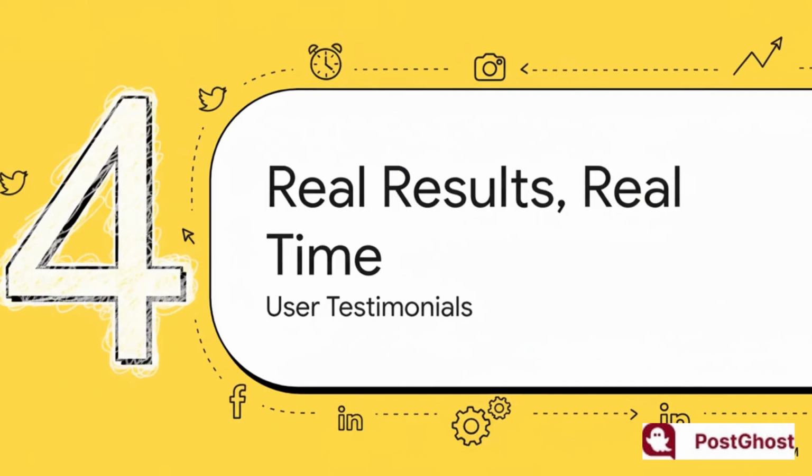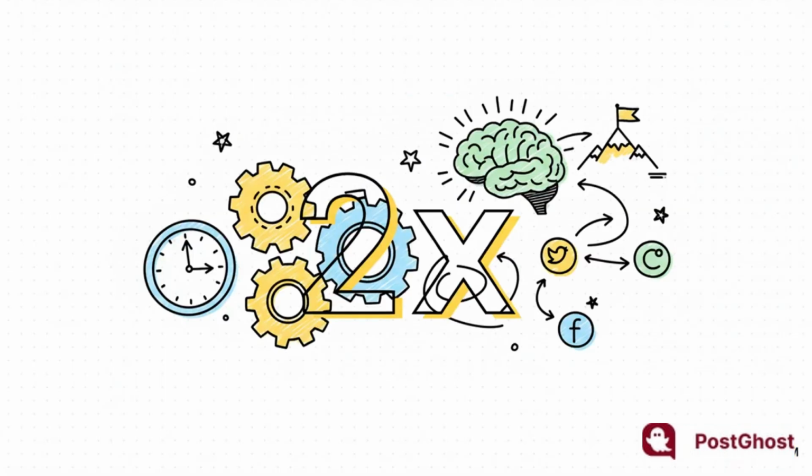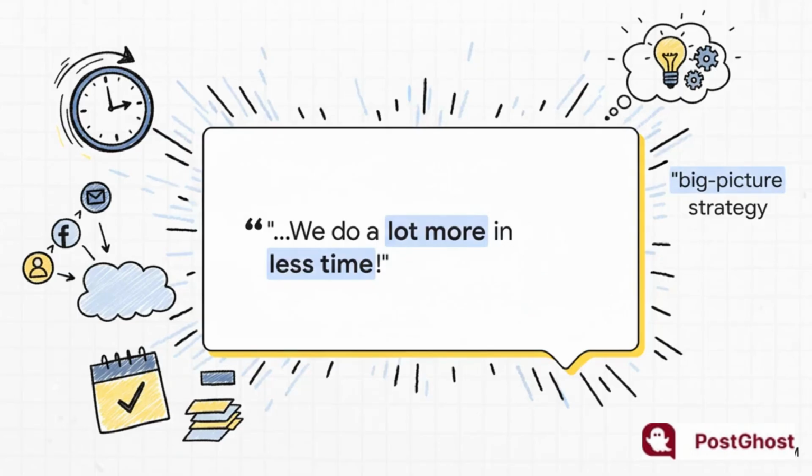Okay, so the features sound great, right? But what about the real-world impact? Let's talk about some actual results and hear what other social media managers are saying. Check out this number, 2x. According to them, some agencies using PostGhost have literally been able to double the number of brand accounts they can manage with ease. That is a massive, massive jump in productivity. And this quote from a user really just hits the nail on the head, doesn't it? We do a lot more in less time. It's a simple, classic promise of automation. And this seems to suggest that, yeah, the tool actually delivers.